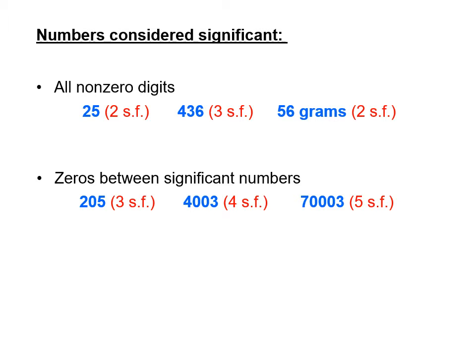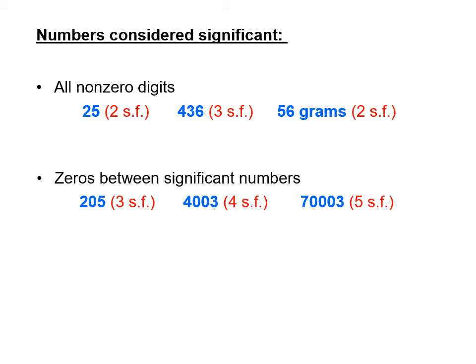And the number 70,003 has five significant figures, so all those three zeros are considered significant. So as long as the zeros are sandwiched between two significant figures, they're considered significant. And those zeros do not have to be directly next to the zero. They could just be anywhere on the left and anywhere on the right side.